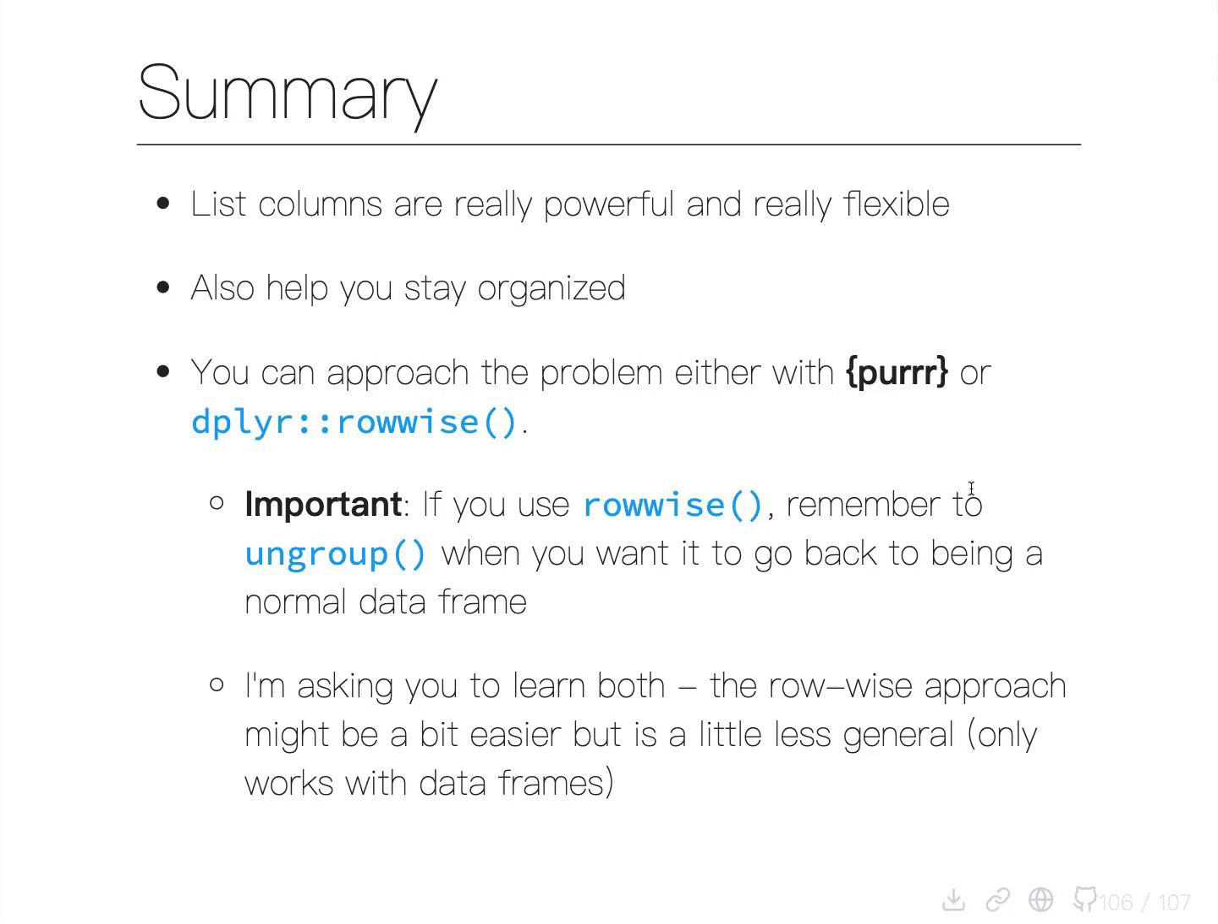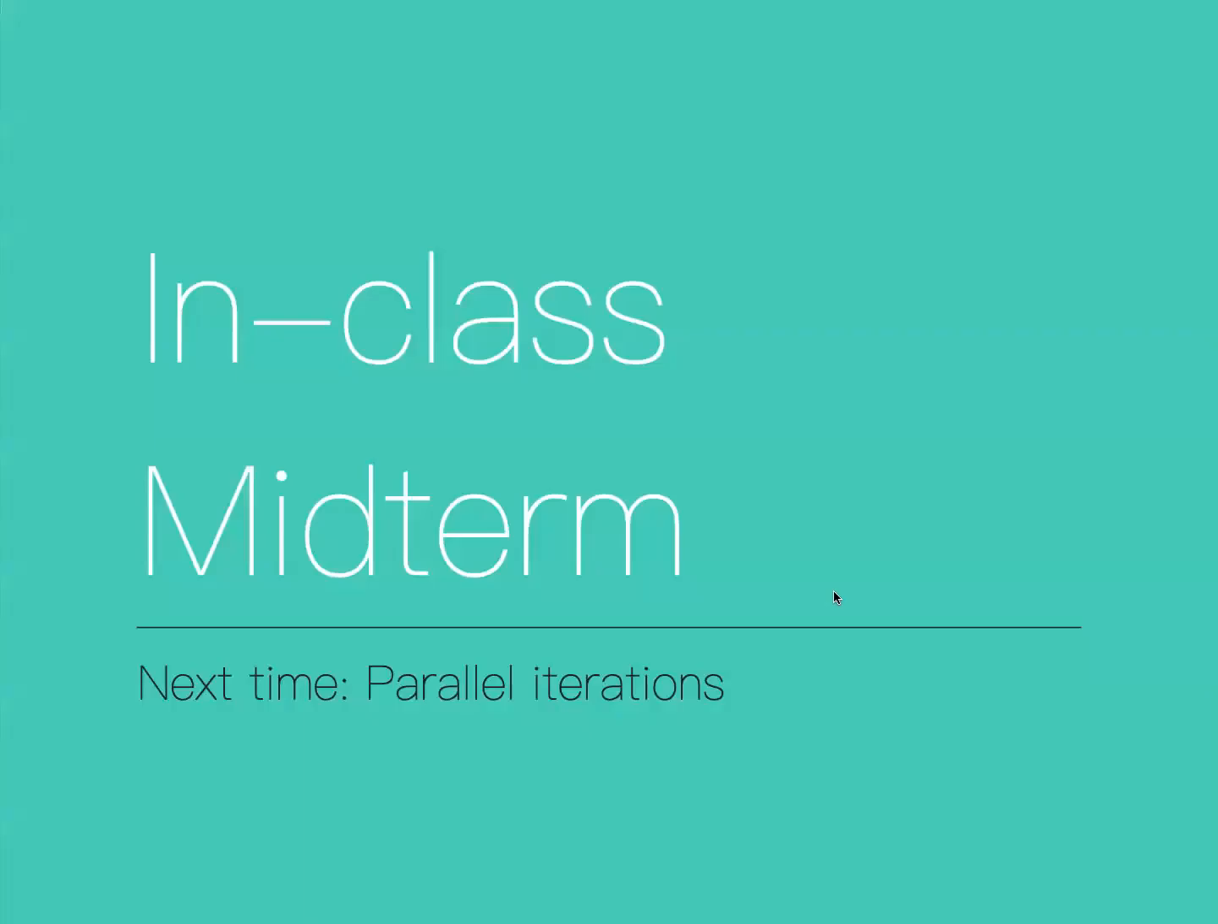Okay, so if you do use row-wise, which I will obviously be encouraging you to do because I have that as part of the homework, is to do it with map and then redo it with row-wise. Just remember to ungroup when you're done so that it's a normal data frame again. Okay. All right. That's it.